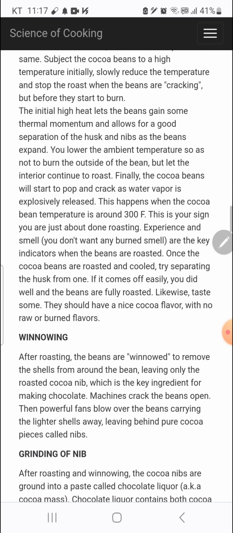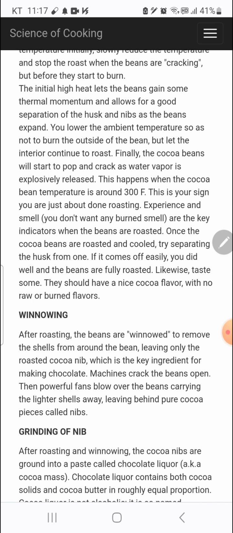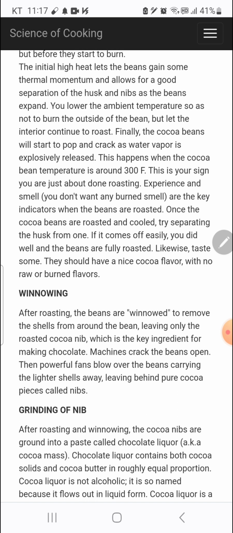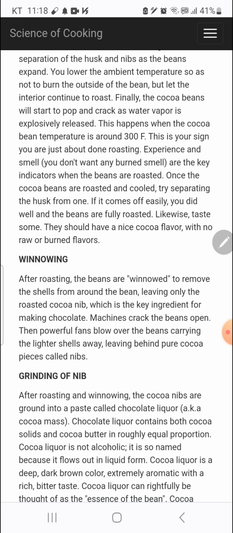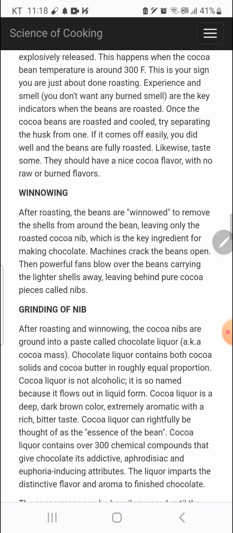Experience and smell are the key indicators of when the beans are roasted. You don't want any burned smell. Once the cocoa beans are roasted and cooled, try separating the husk from the bean. If it comes off easily, you did well. The beans are fully roasted. Likewise, taste some. They should have a nice cocoa flavor with no raw or burned flavors.